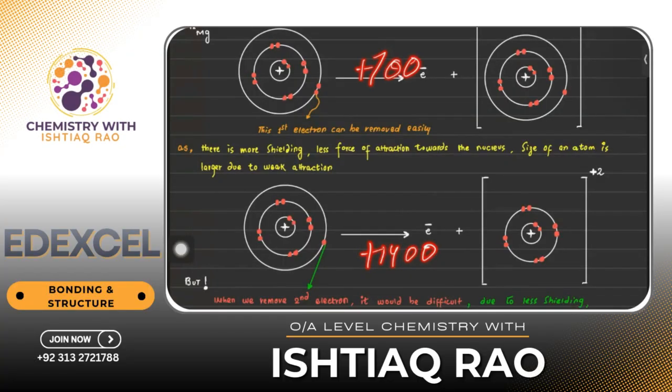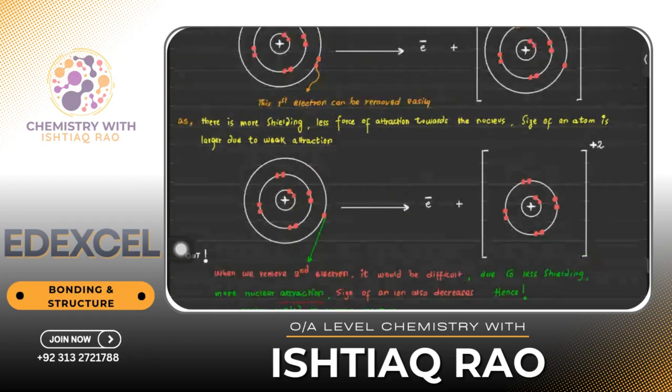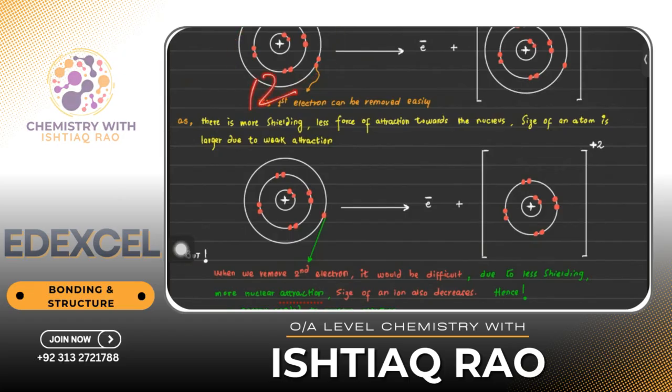So that's why when we remove the second electron, it is difficult, due to less shielding. What is shielding? Repulsion between electrons. Remember, that's called shielding. It has 12 electrons, more shielding. It has 11 electrons, less shielding comparatively. More nuclear attraction. Size of an ion decreases. Of course, an outer electron is towards the nucleus, strongly attracted, so more energy would be required to remove electrons.